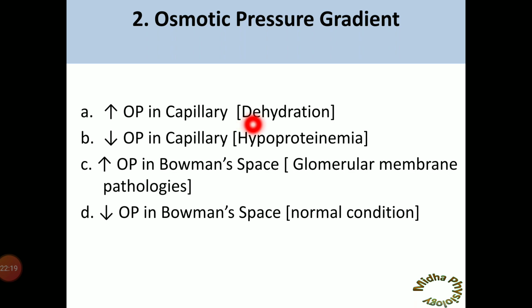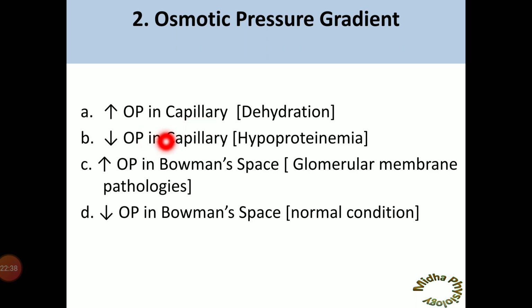Such a condition you can see in dehydration. In the dehydration condition, the water and the electrolyte level would be lower, but the plasma protein level in the blood would be higher, due to which the blood would be concentrated, and due to which the osmotic pressure in the capillary would be increased.